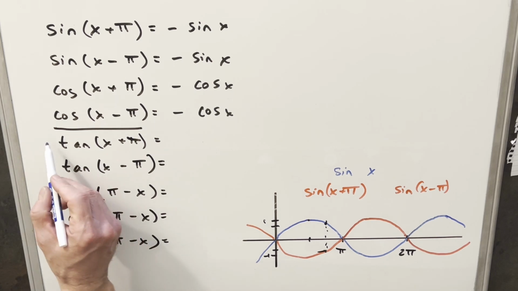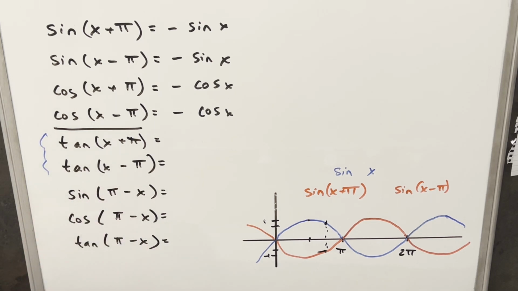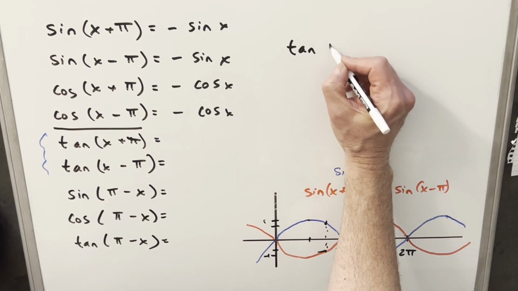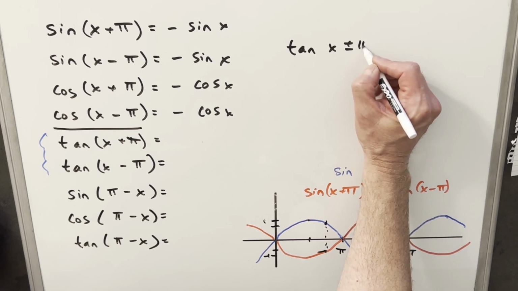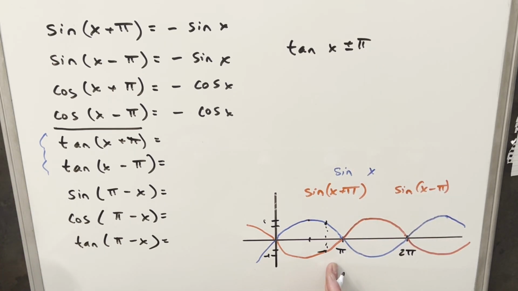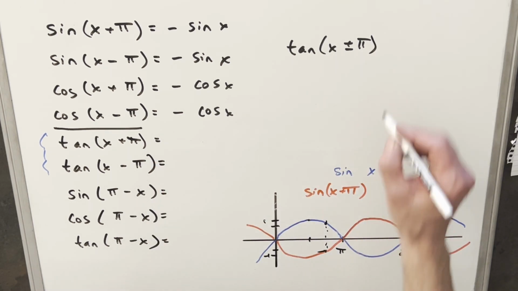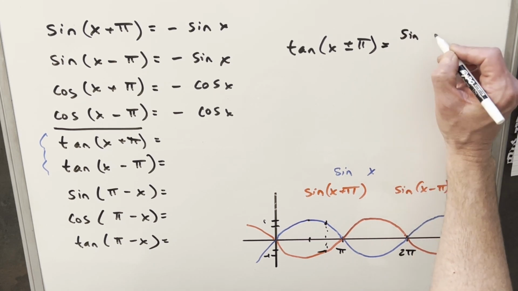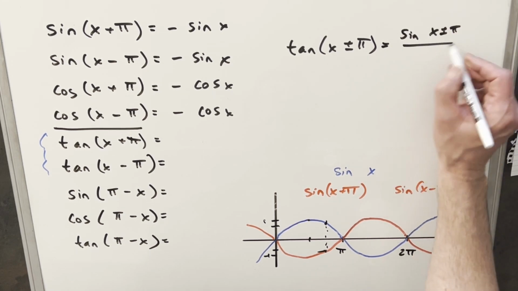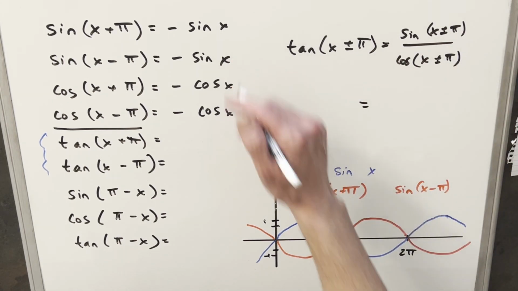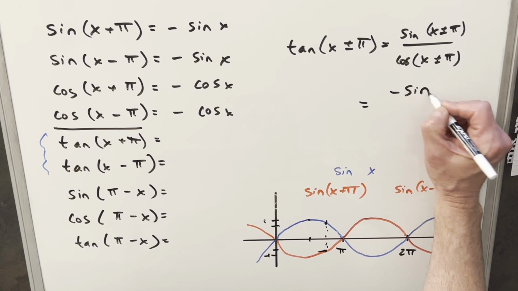But next, what can we do to find these two values for tangent? Well, tangent is just sine and cosine, so we can use what we just found in order to find these. I'll combine these together and write this as tan of x plus or minus pi. We saw here that it doesn't matter which way we go. If we're shifting by pi, 180 degrees, in either direction, it doesn't really matter. So we can get this for both formulas. This is going to be sine of x plus or minus pi over cosine of x plus or minus pi. Using these two formulas here, we found this value is just minus sine of x.